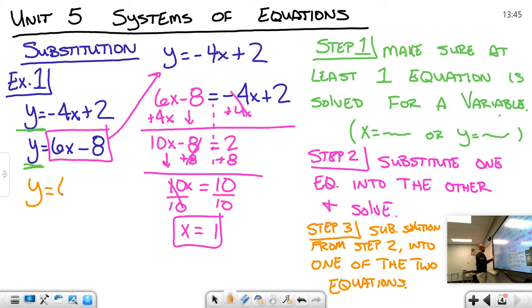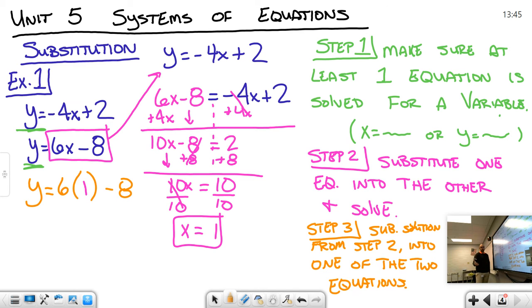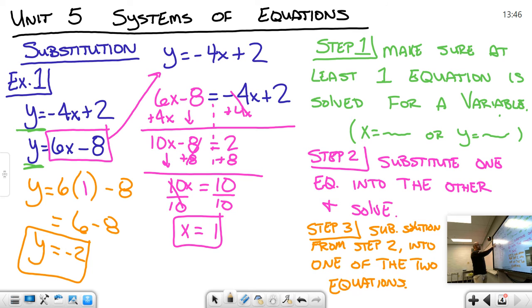So y equals 6 times, and I'm going to sub in my 1 there, minus 8. And now we're going to solve, and this will give us our y. 6 times 1 is 6, minus 8, 6 minus 8 is negative 2. y equals negative 2. So for this example, your solution for both of these will be 1 comma negative 2. And that will be your answer for that system of equations.